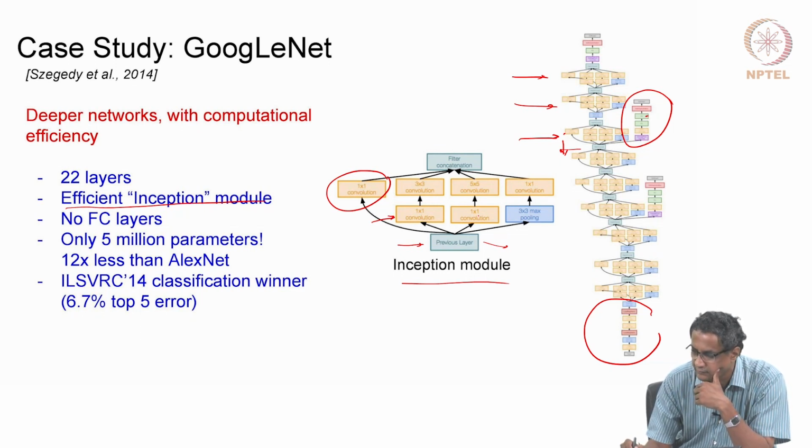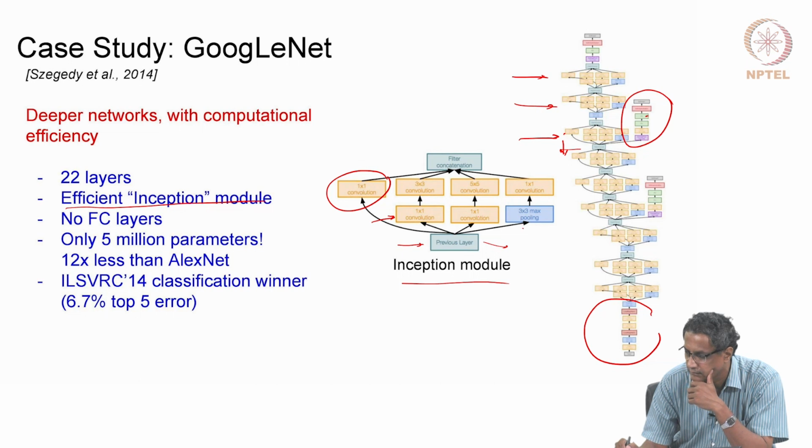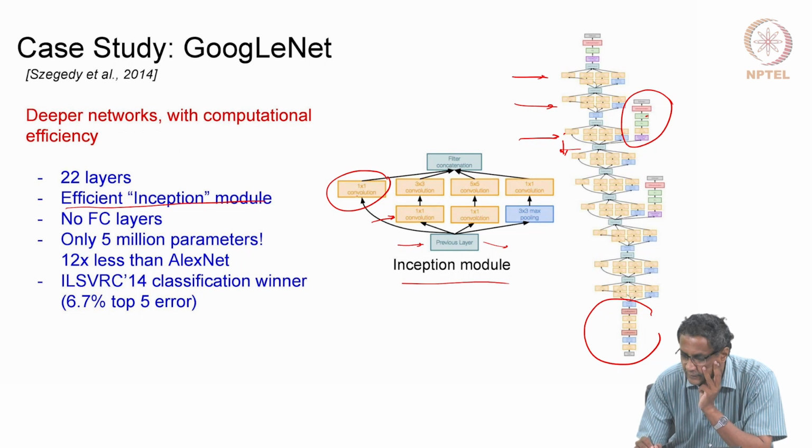And similarly, you have something here, a 1 cross 1 convolution, and then you have some kind of max pooling. Max pooling is also a part of the Inception module. And then after this, you have convolution filters of various types. So you have a 1 cross 1 convolution which is coming straight away from here.